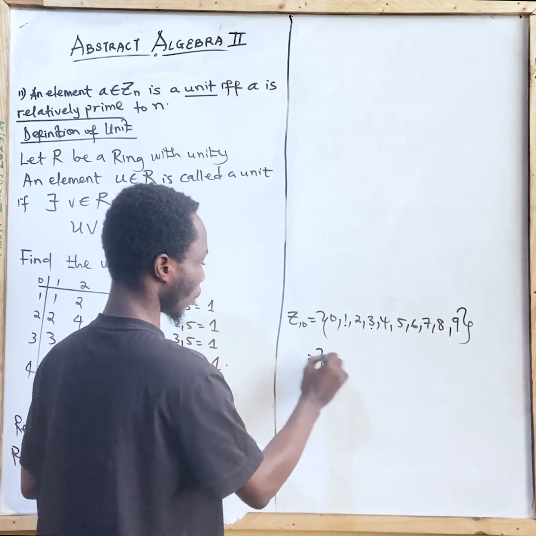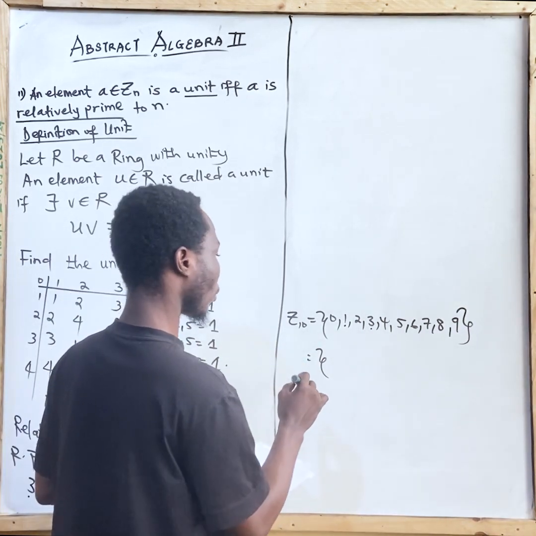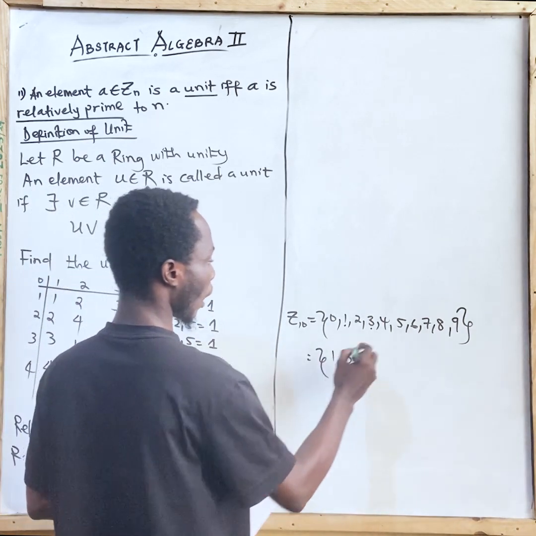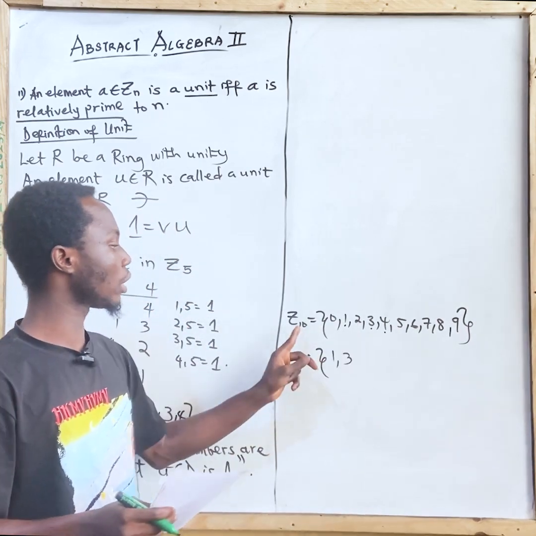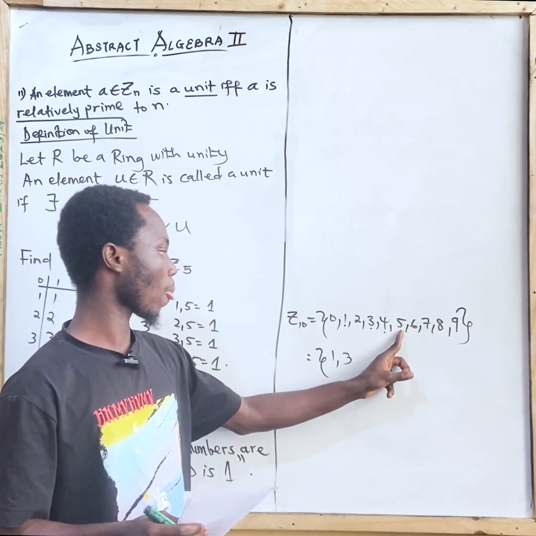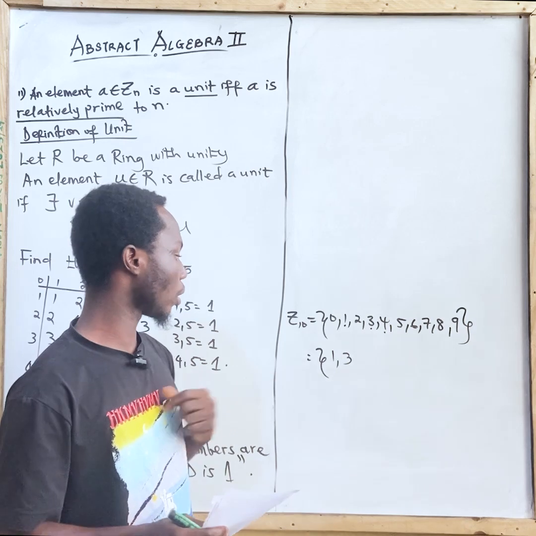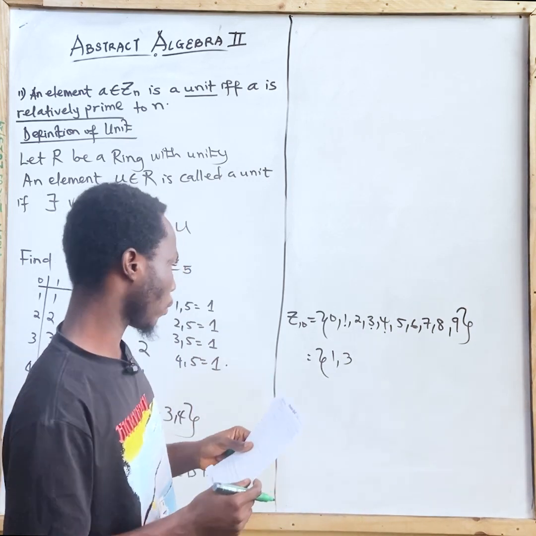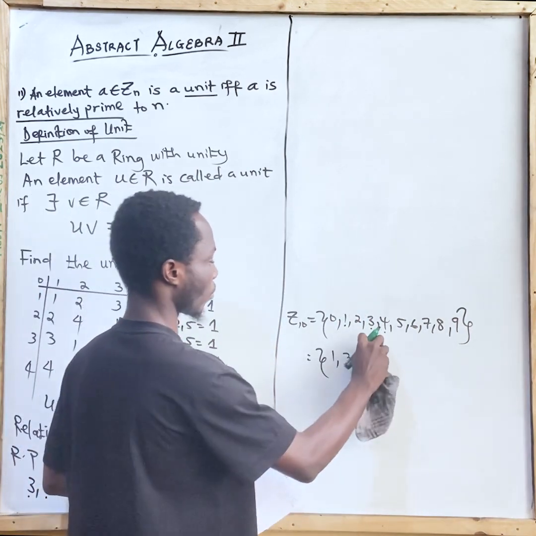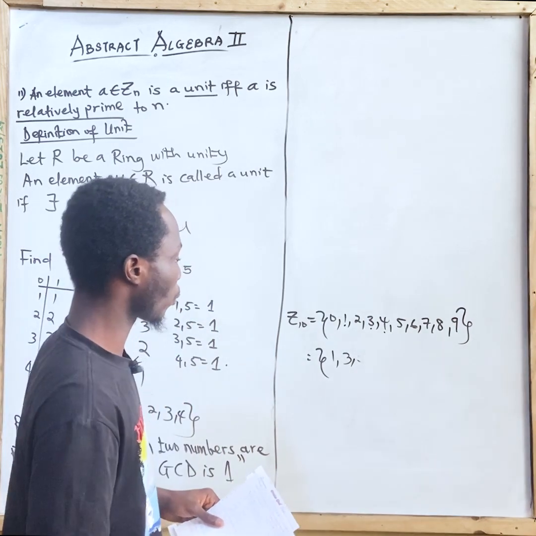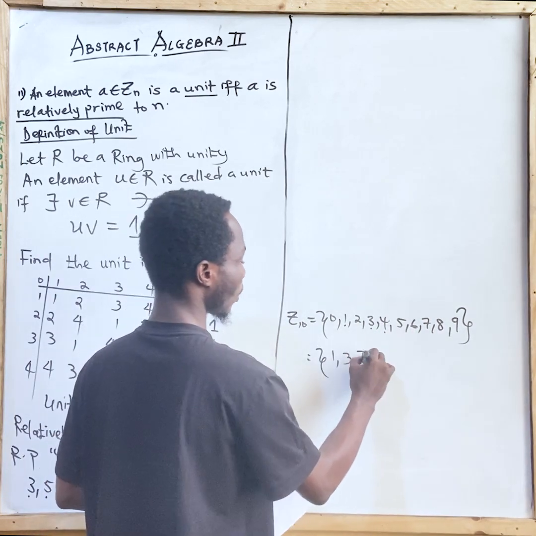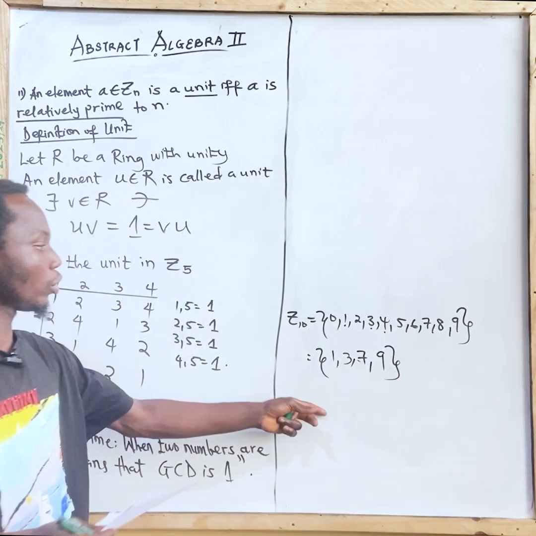3, so I have 1, 3. I can't pick 4 because 2 will divide 4 and divide 10. I can't pick 5, because 5 will divide itself and also divide 10. 6 can't be picked, 2 will divide 6 and divide 10. 1 will also be relatively prime to 7 and 9. These are the units in Z10: 1, 3, 7, 9.